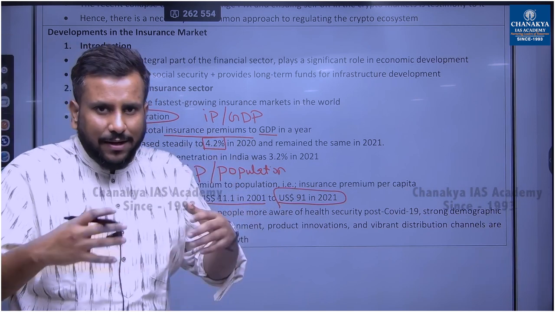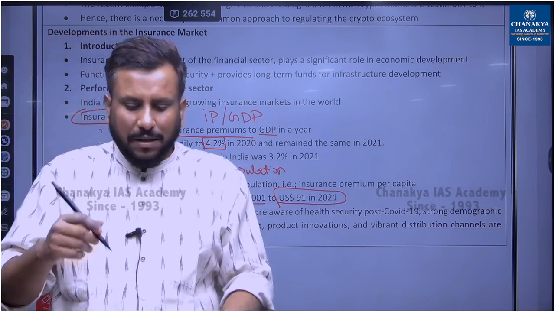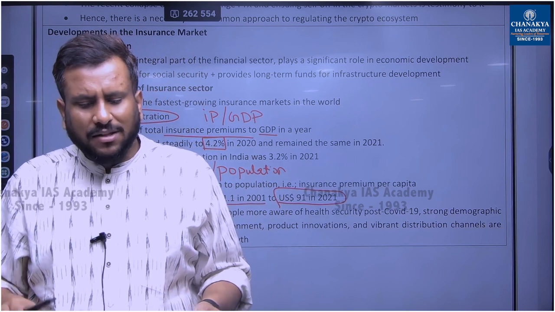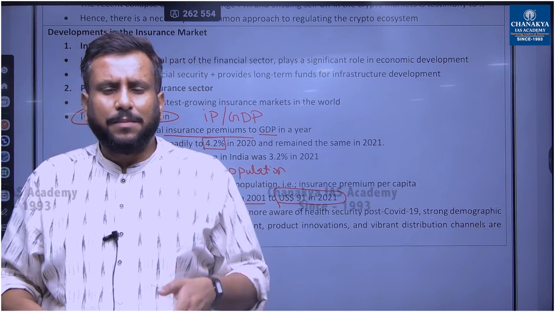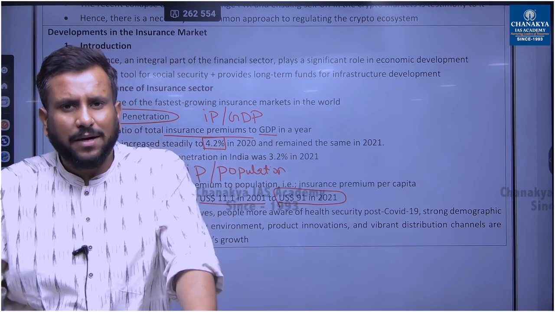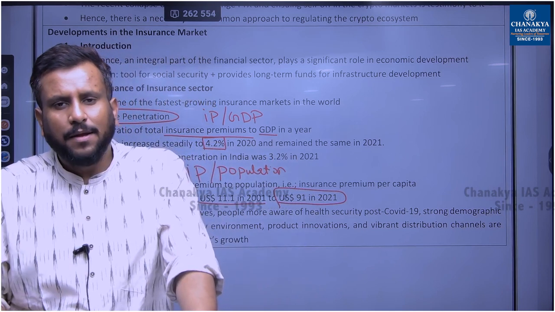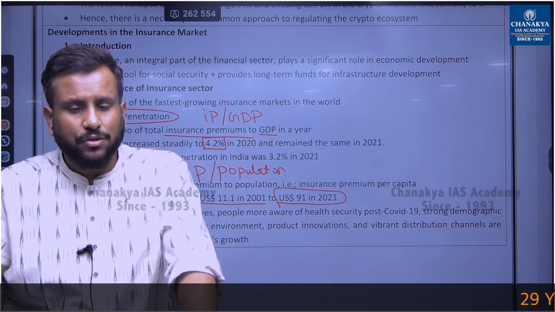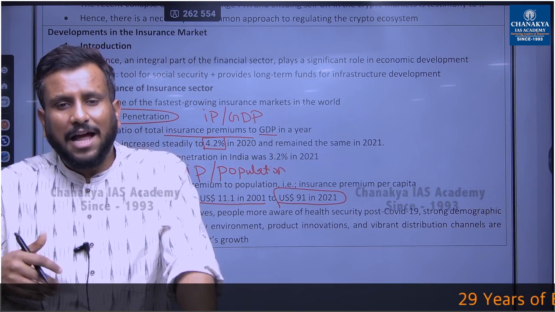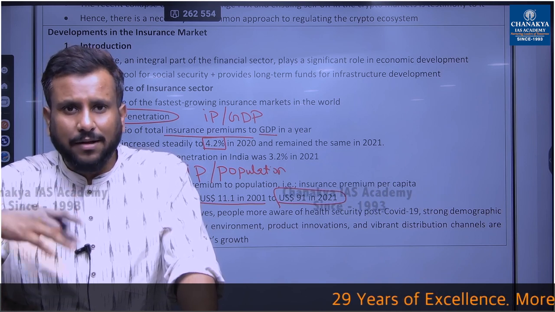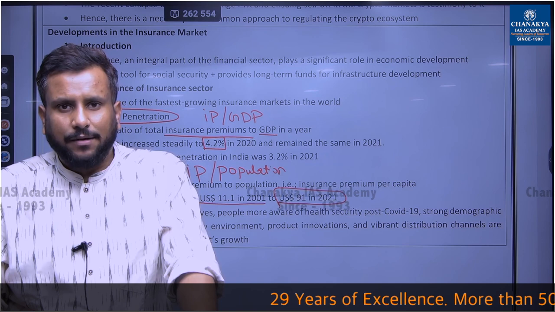Isiliye abhi jo India mein pehle kya tha ki most of the people were unaware about the insurance sector. Bahut kam tha awareness, and that's why none of the people were interested in going for life insurance or for vehicular insurance. But now with more and more awareness and better product delivery by the government and the life insurance and the other insurance companies, now more and more people have been investing or have been coming under the insurance sector.